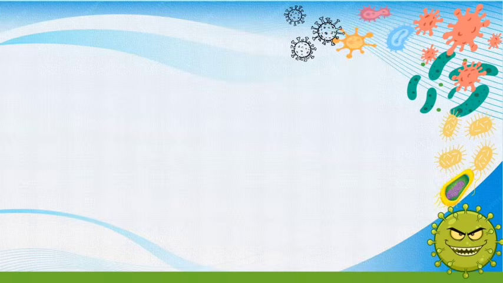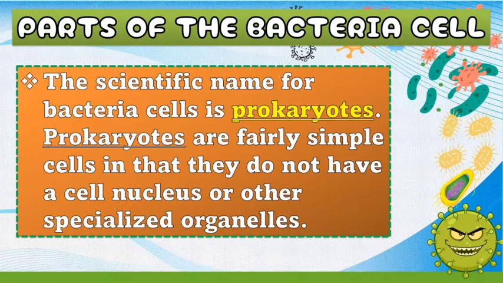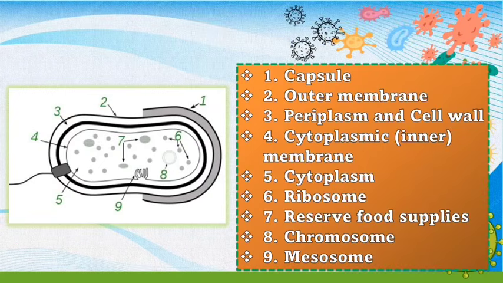Parts of the bacterial cell. The scientific name of bacteria cells is prokaryotes. Prokaryotes are fairly simple cells in that they do not have a cell nucleus or other specialized organelles. There are parts of the bacteria cell.